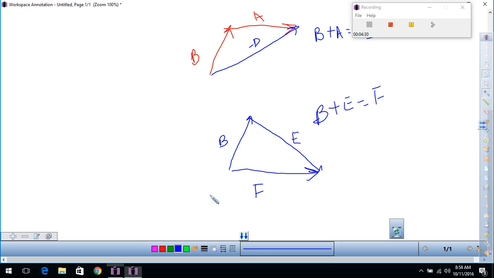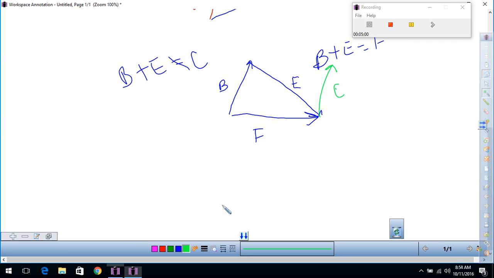Well, let's see if it is possible for B plus E to equal C. All right, so no, there's no way. B plus E cannot equal C, because if you look at your original triangle, B and C, this would be the way C is drawn. B and C are the exact same size. They're in the exact same direction. So there's no way that can be a true statement.